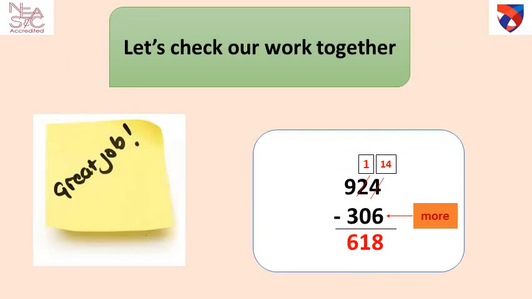I'll start from ones and I will say 4 minus 6. Where is the more? More is on the floor. So when more is on the floor, I should go to the next door and get 10 more. So I go to the tens place value and I ask 2 to give me 1 ten. 1 ten is 10 ones. So it comes to the ones place value and 4 plus 10 becomes 14. So it's 14 minus 6 gives me 8. And then I go to the tens place value, 1 minus 0, 1, and 9 minus 3, 6.